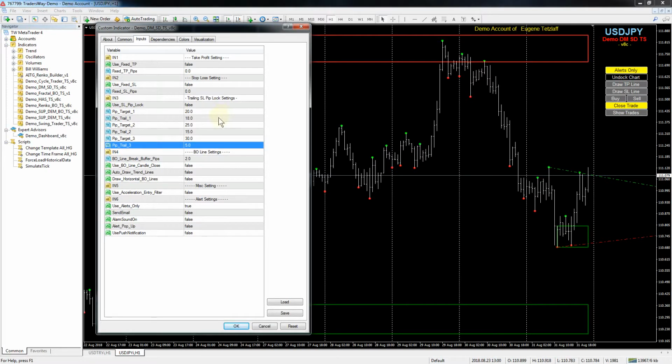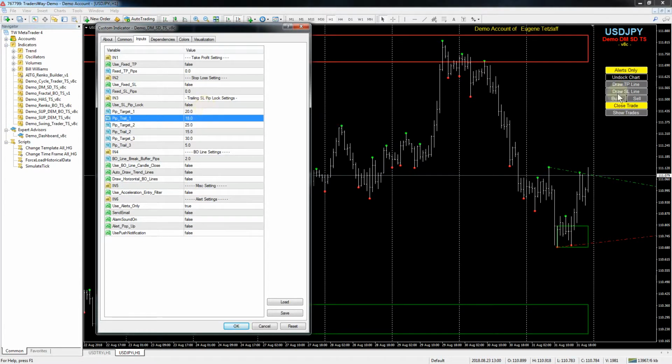Now you don't have to use these if you don't want to, just leave it at false. Or if you don't want to use all of these, just set them at 0. Just remember, you've got to have at least 2 settings in here. You've got to have a target and you've got to have a trail by. So if I don't want to use any of these other ones, just set them all to 0 and set these at whatever you want. And then set this to true.